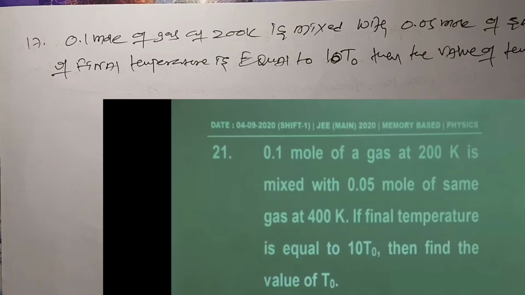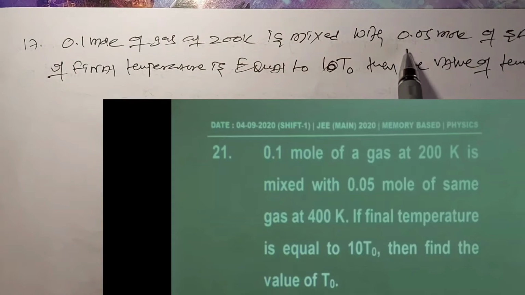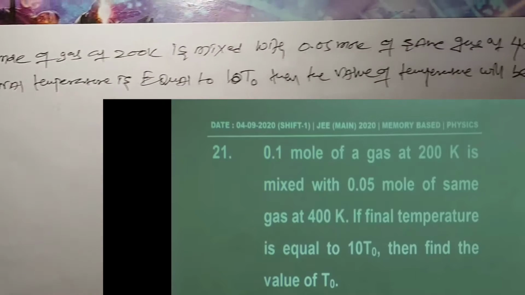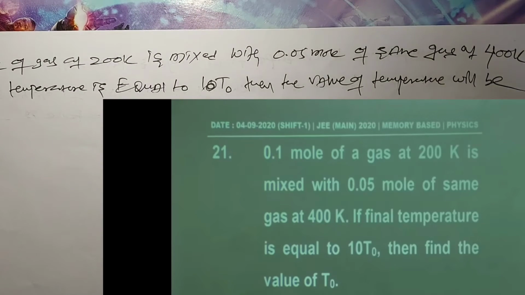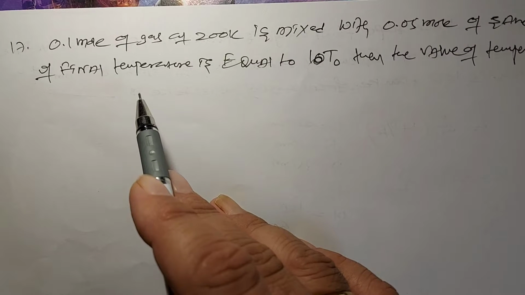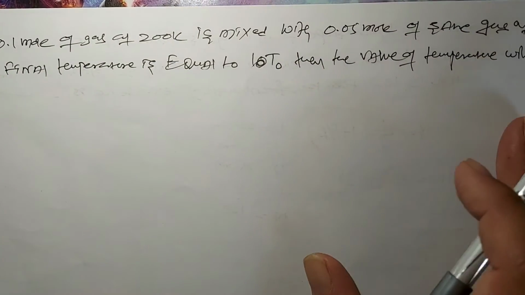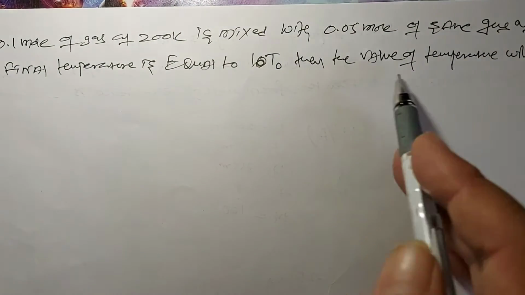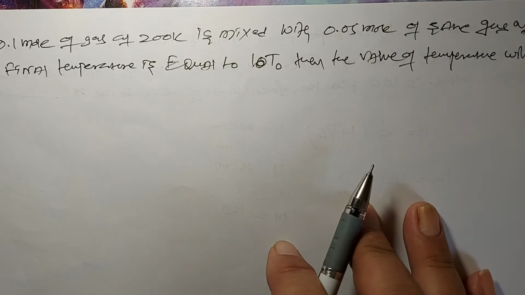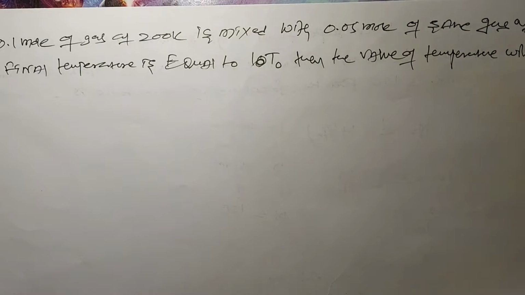So here, next question. This question is asked from the kinetic theory of gases. 0.1 mole of gas at 200 Kelvin is mixed with 0.05 moles of the same gas at 400 Kelvin. If the final temperature is equal to T naught, then the value of temperature will be... Okay, here two gases are mixed.